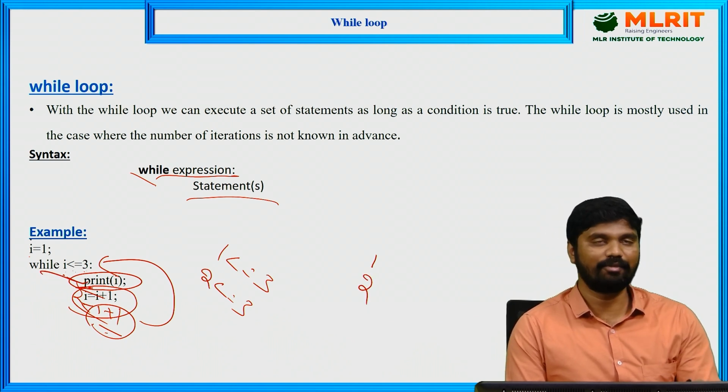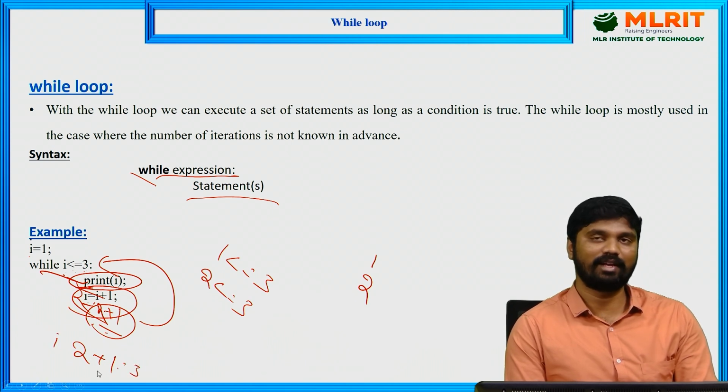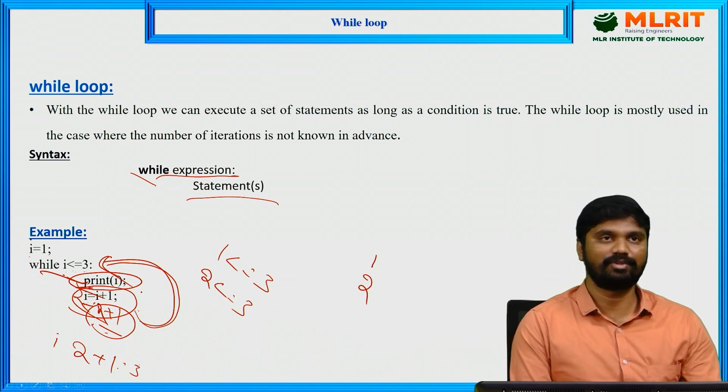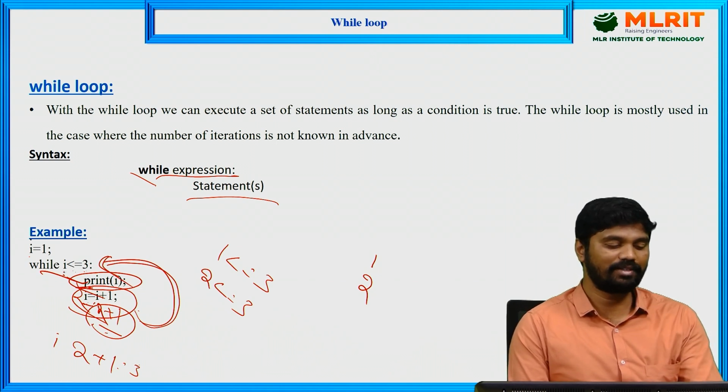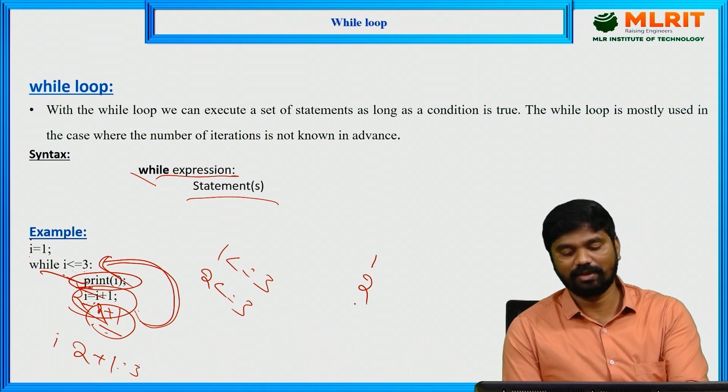And again we have the increment. The I value is 2. 2 plus 1 equals 3, and it is assigned to I. After assigning, the flow comes back to check the condition. Is 3 less than or equal to 3? Yes, the condition is true. That's why it is printed.